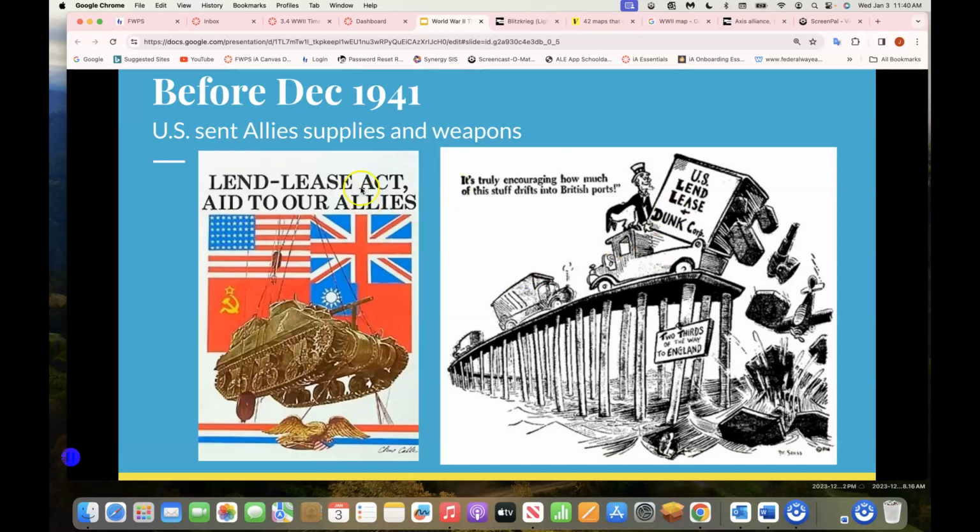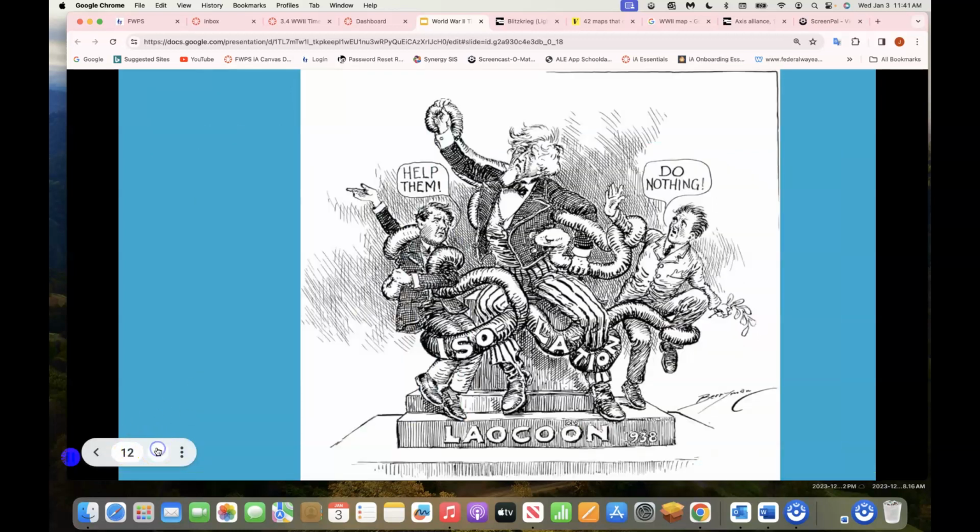There was some controversy with the Lend-Lease Act. If we're not involved in the war, then why are we giving our friends weapons and supplies? Here's another political cartoon. This reads, "Help them." This says isolation because we were officially isolationist, meaning that we were not going to get involved in other countries' affairs. This says do nothing. So Uncle Sam is in the middle of these two different viewpoints of do we get involved or do we not? You can see that it says 1938 here.